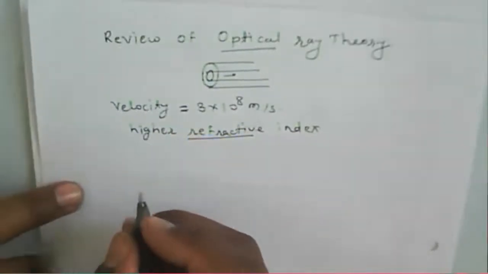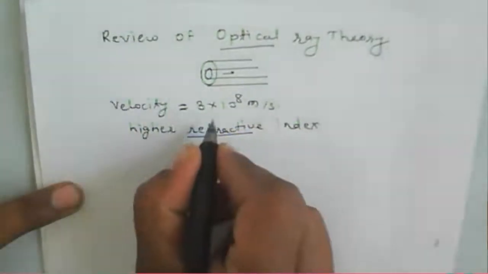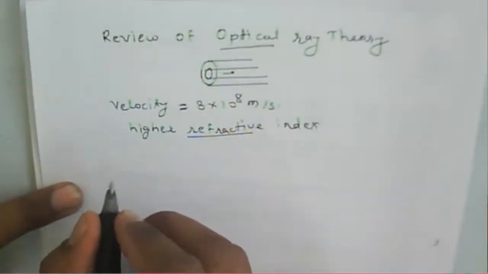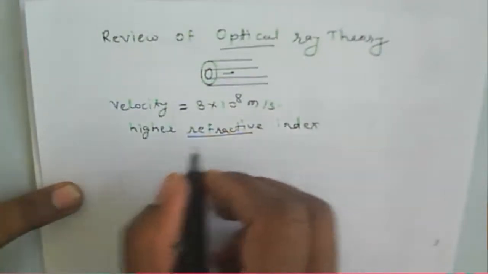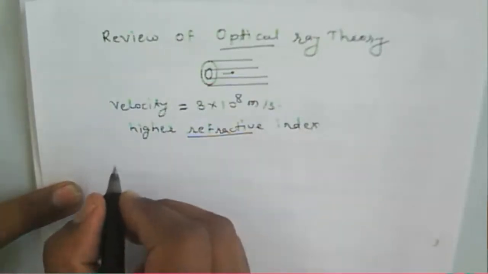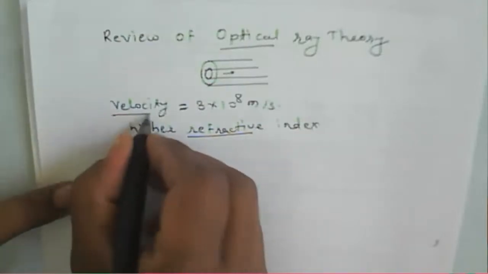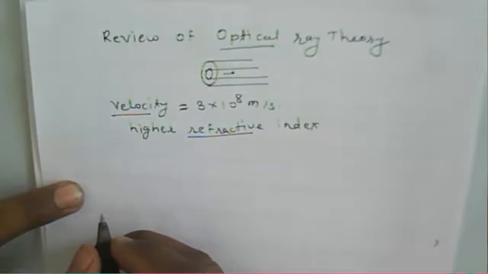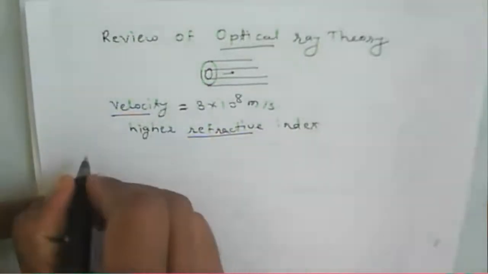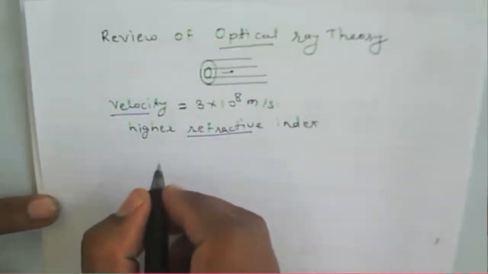So if light is propagating through free space, the velocity doesn't change. But if light travels in any material, it travels based on the refractive index of that material, so the velocity of propagation through that material varies. So we consider here how that light ray is propagating through the medium.